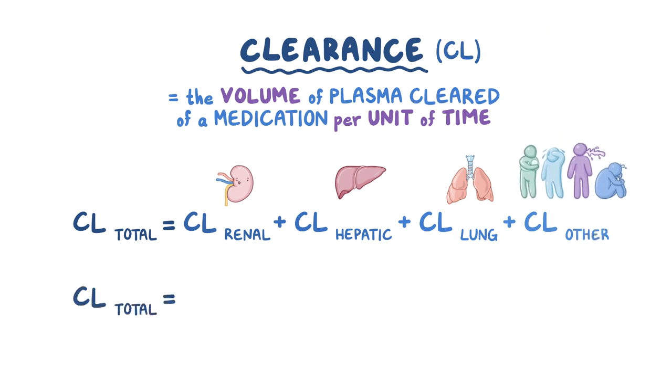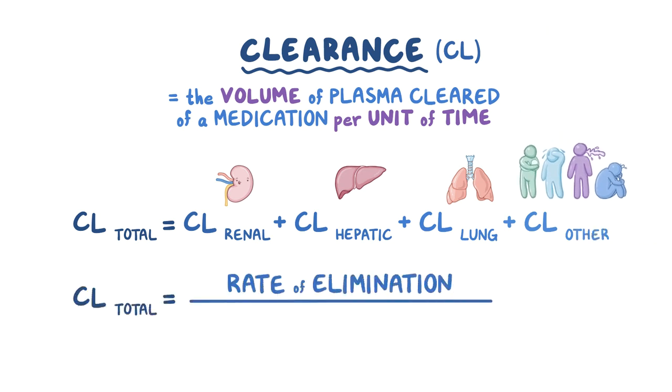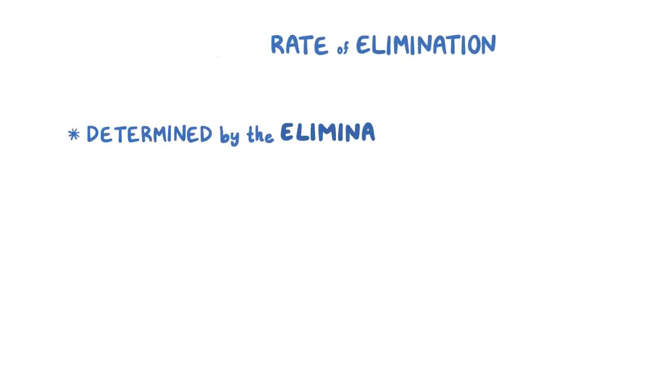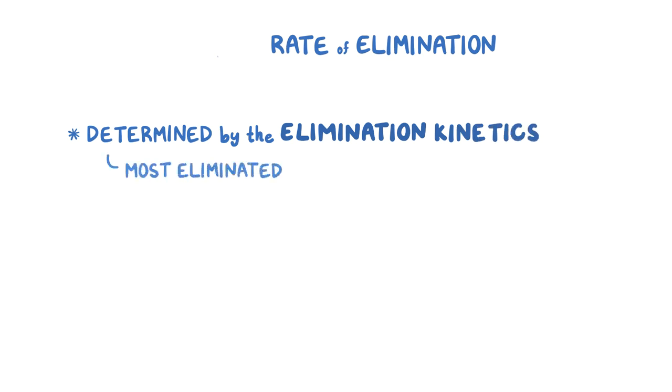And it can be calculated by dividing the rate of elimination, or how quickly a medication is eliminated, by the concentration of that medication in the plasma. And it's usually measured in milliliters per minute, or liters per hour. Alright, the rate of elimination is determined by the elimination kinetics. Most medications are eliminated through first-order kinetics.